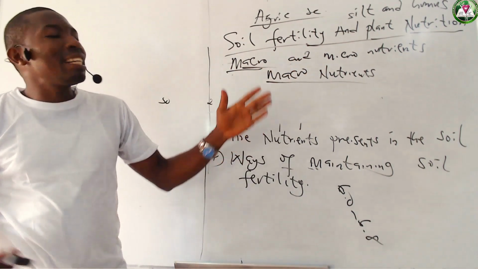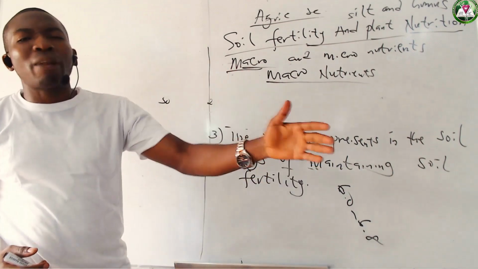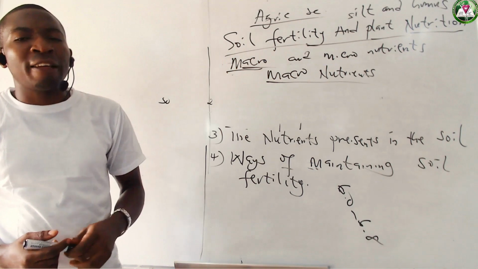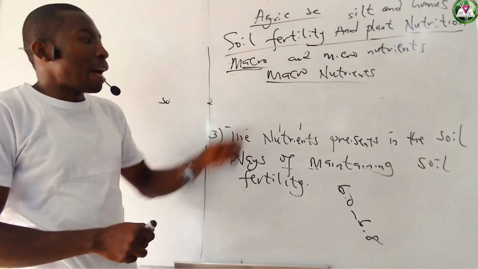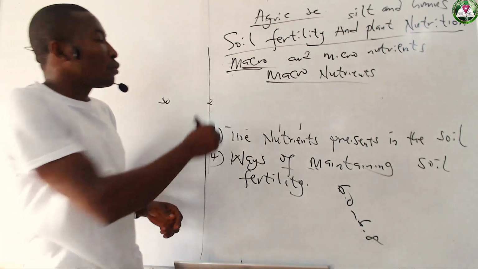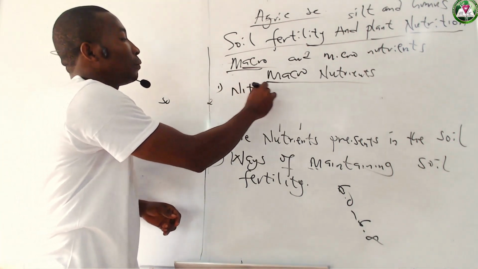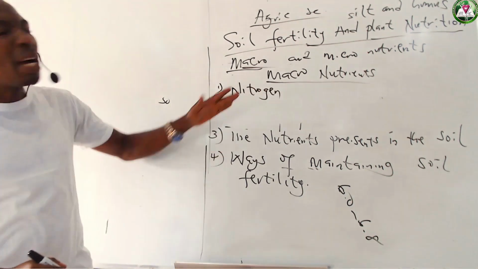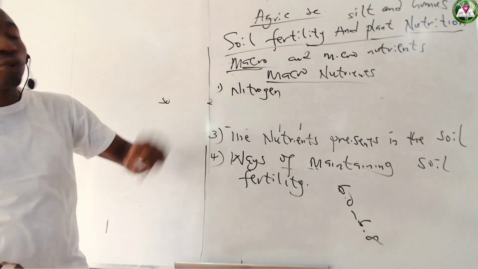Whenever our plants are lacking this macronutrient, it will be very noticeable. It will be very, very obvious that these plants are lacking one nutrient or the other. And those plants definitely will not do well. Examples of these macronutrients include the following. Number one, you have your nitrogen. Very important. This is the major macronutrient in the soil. This is the number one, the most important macronutrient in the soil.